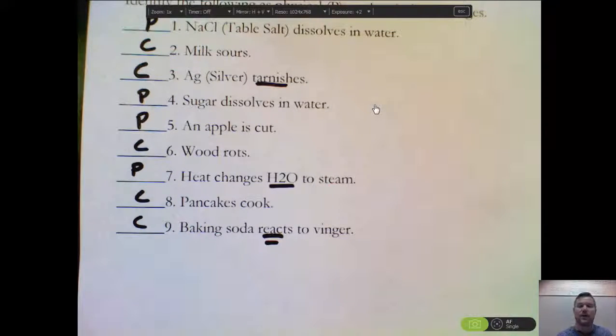So you might need to memorize some words. That's what makes this unit so hard, is memorizing words like rust, tarnish, corrode, etc. means chemical reaction, and then things like boil, melt, condense, dissolve, separate, a mixture, all mean physical change.